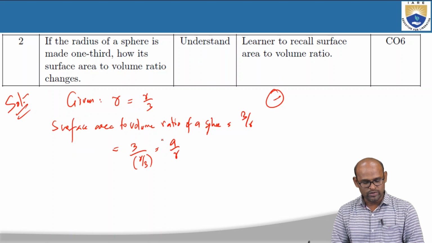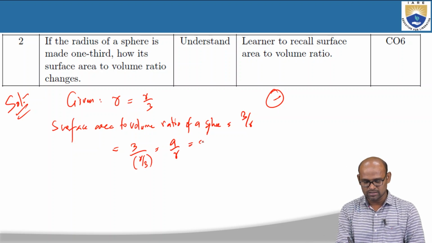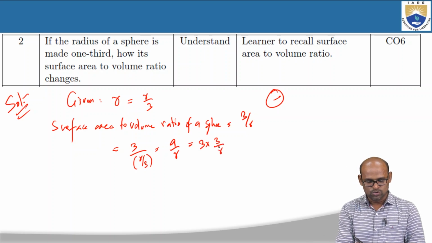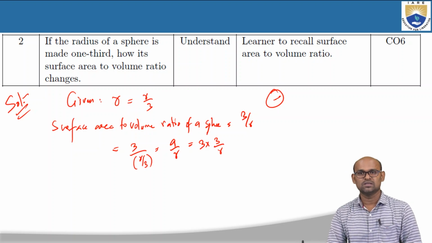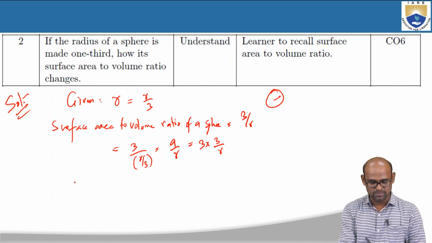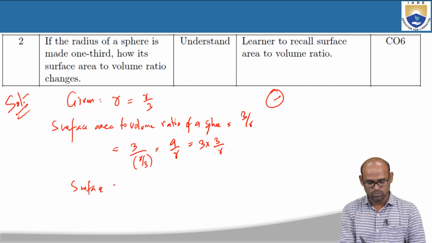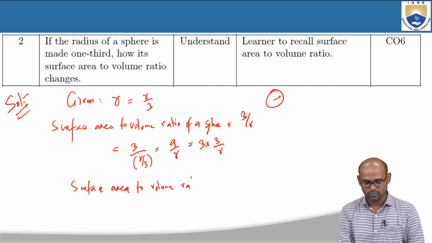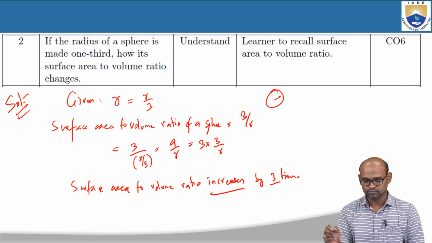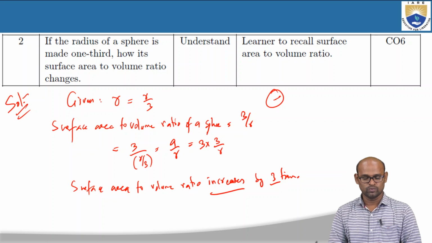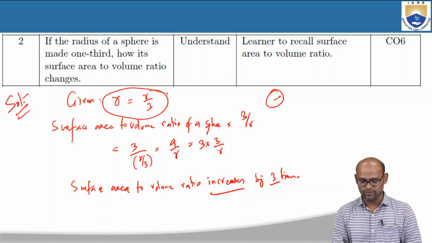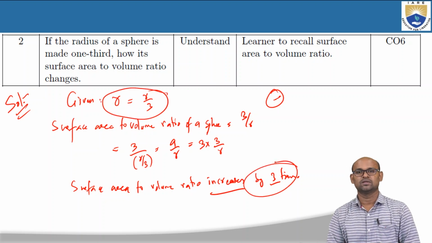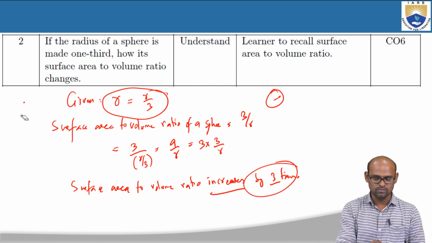So how does its surface area to volume ratio change? We can write this as 3 into 3 by r. So when the radius of a sphere is made 1/3, the surface area to volume ratio increases by 3 times. So when radius is made 1/3, surface area to volume ratio increases by 3 times. Let us go to the next problem.